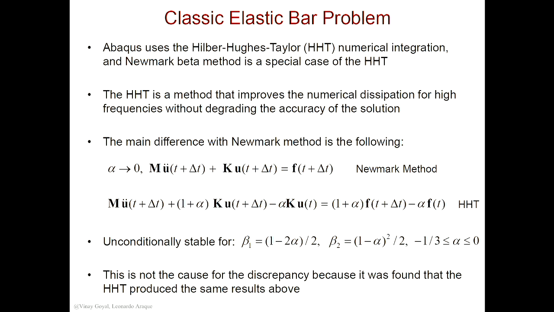Well, with HHT, all they're saying is the stiffness is interpolated between the future and the present with this alpha. You see that? And then they're saying the force is interpolated between the future and the present with this alpha. So if I put alpha equals zero, you can see I get the Newmark method. You see that? Yeah? HHT is unconditionally stable for these values, beta 1, beta 2, and so on.